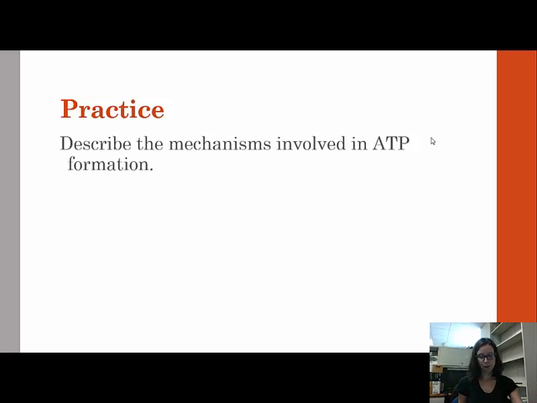So let's pause for a minute and do a little practice while you try to describe the mechanisms involved in ATP formation, both the reactions and the general mechanisms.